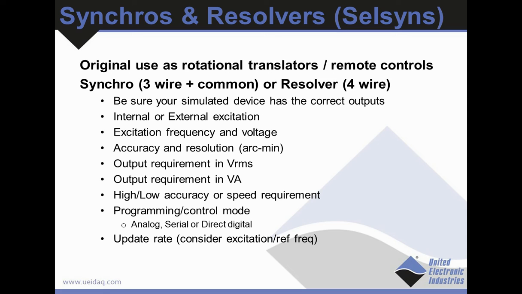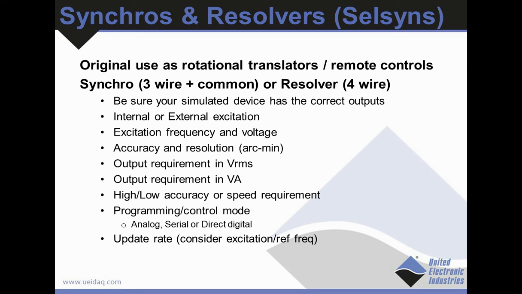They can have different excitation frequencies and voltages. Be careful in the accuracy and resolution. Make sure you get what you need. Output requirements are usually specified in volts RMS. The power output requirements are typically specified in volt amps. And then you also want to take a look at high-low accuracy and speed requirements, and consider the update rate.